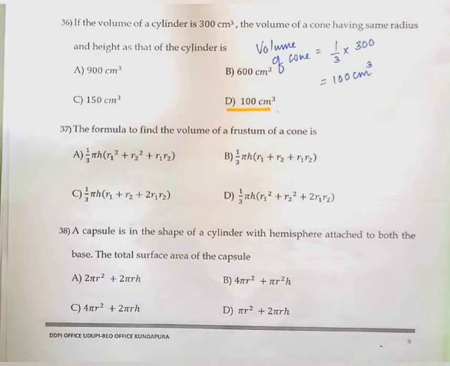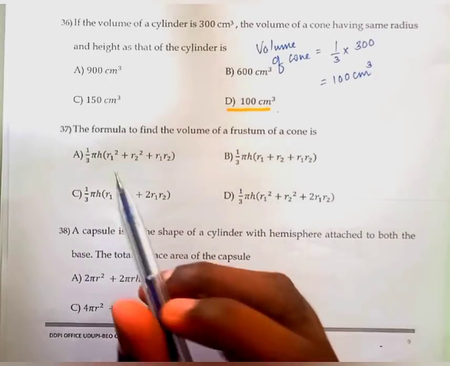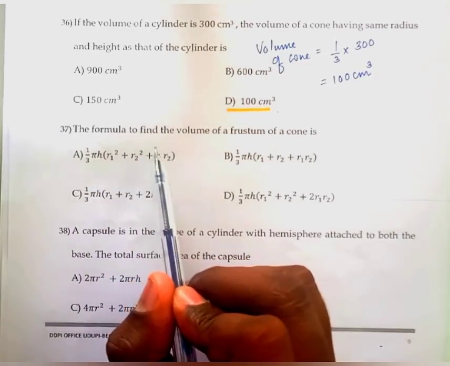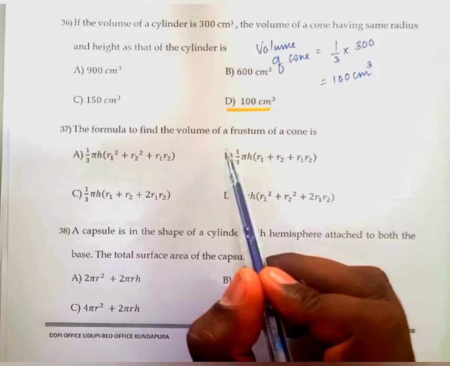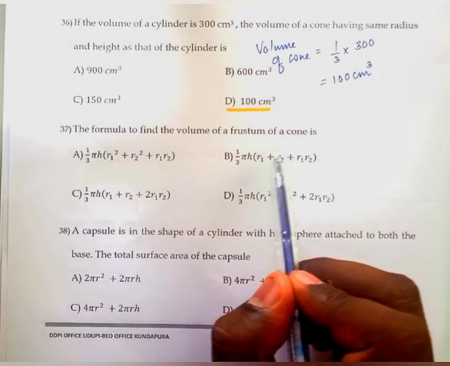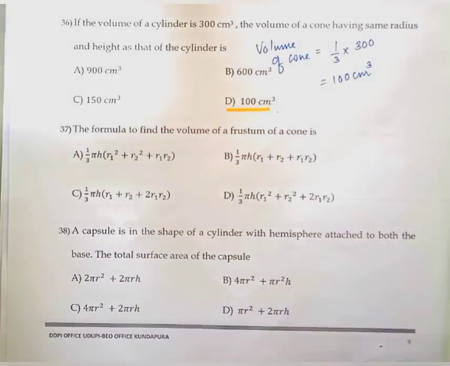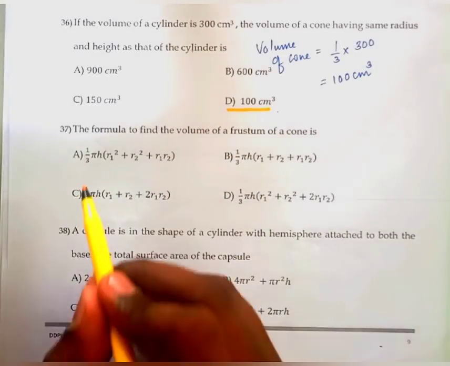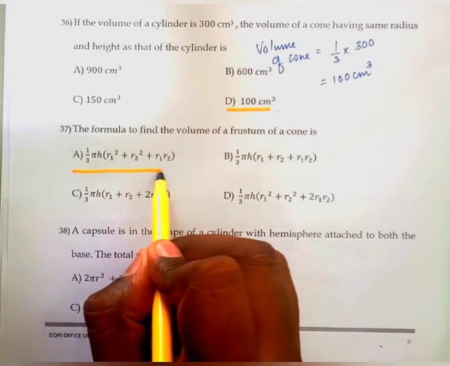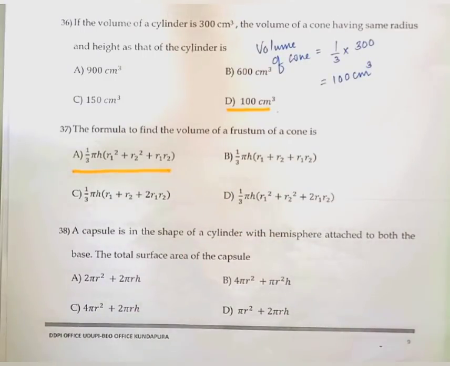Question number 37. The formula to find out the volume of a frustum of cone is. The formula to find out volume of frustum of cone is 1/3 pi h (r1 square plus r2 square plus r1 into r2). Therefore, the correct answer is option A. Do read all the formulas from the unit, surface areas and volumes.